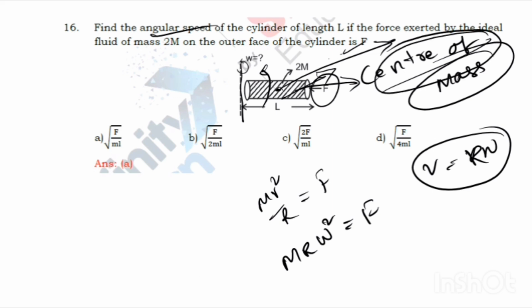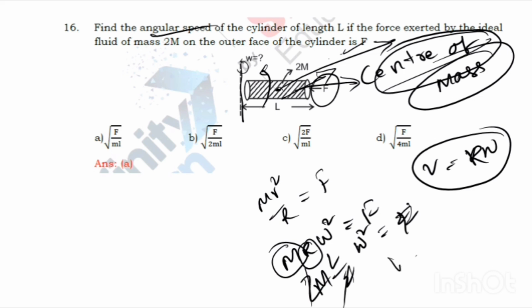This R is L by 2. M L by 2 omega square is equal to 2F, right? Here the given mass of the liquid is 2m. So 2m L by 2. The 2 gets cancelled. Omega is equal to the square root of F by mL. Here we are taking R equal to L by 2 because all force is exerted on the center of mass. For this cylinder, the center of mass is present at half the distance, right?